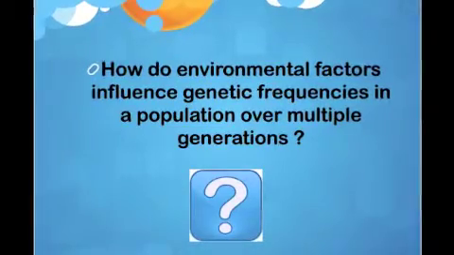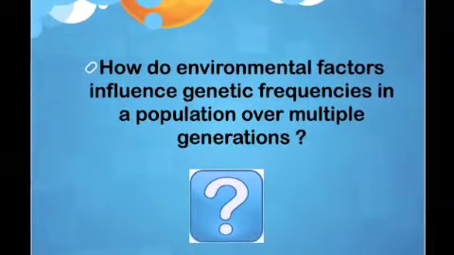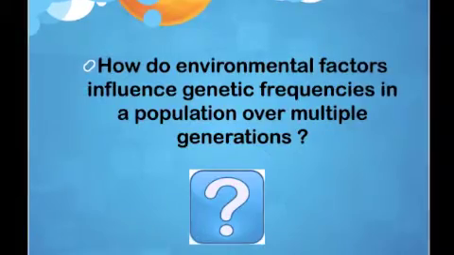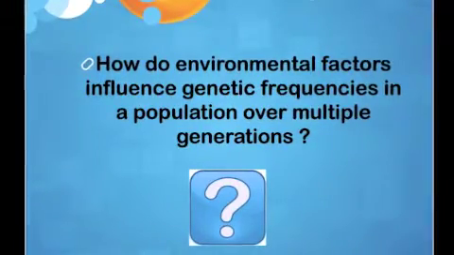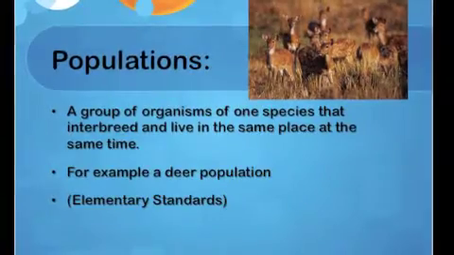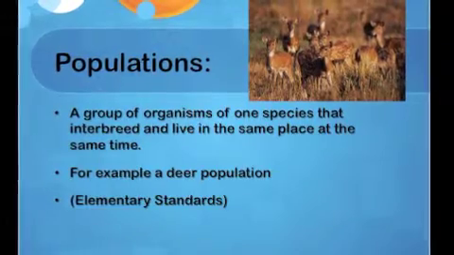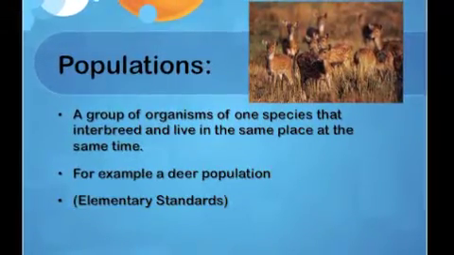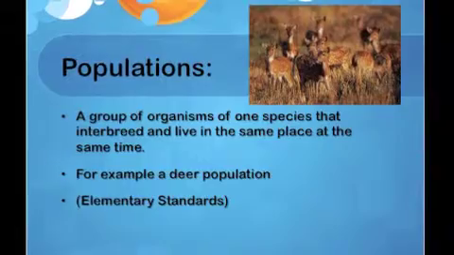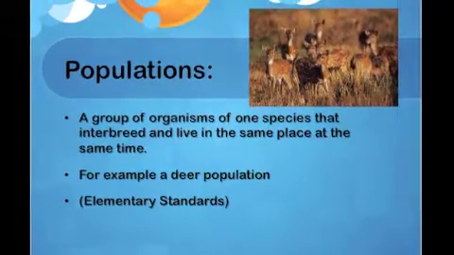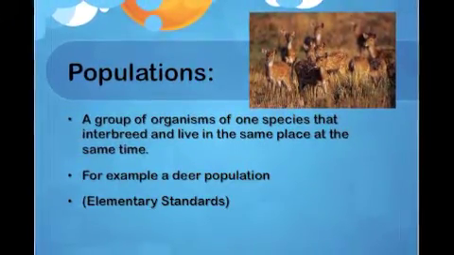How do environmental factors influence genetic frequencies in a population over multiple generations? Populations: a group of organisms of one species that interbreed and live in the same place at the same time. For example, a deer population.